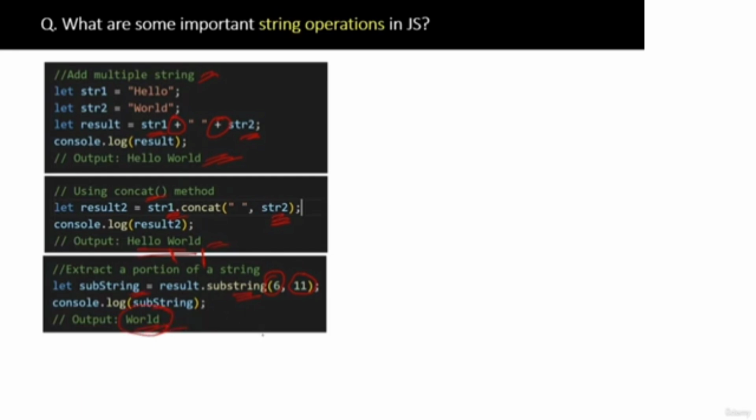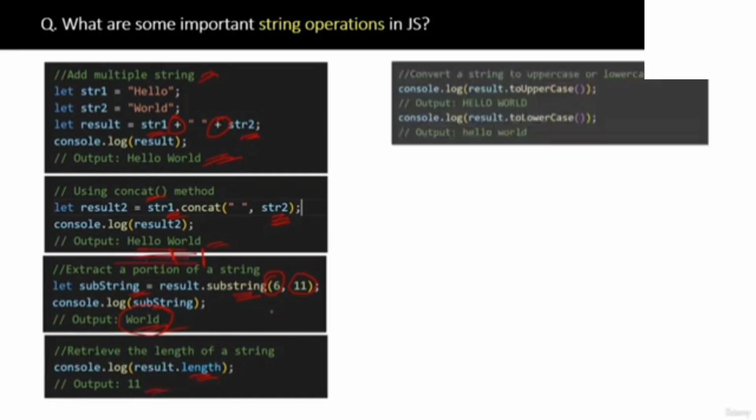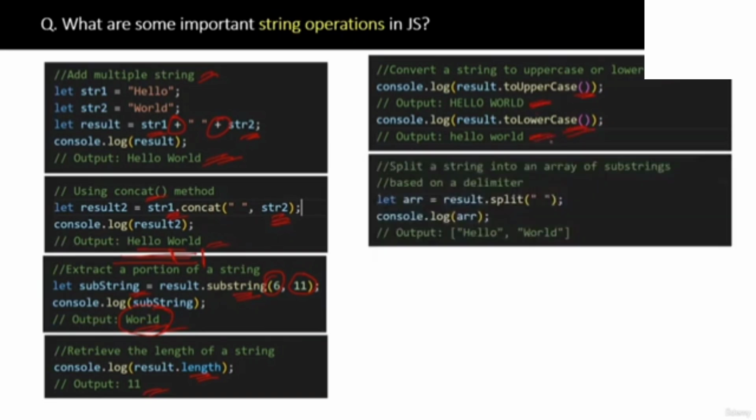The next operation is result.length, which will just count all the characters of the string result. Then next we have these toUpperCase and toLowerCase methods of the strings that can be used to change the case as per their name. The next very important method is split. This split method will split a string based on the separator or delimiter, also we can say. Here the separator is space and the result will be an array. For example, in this case hello and world will be the two elements of the array.